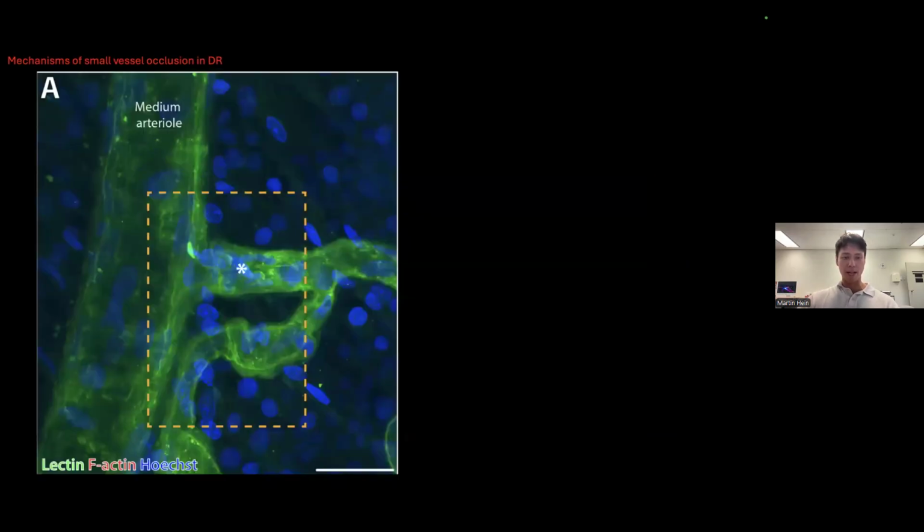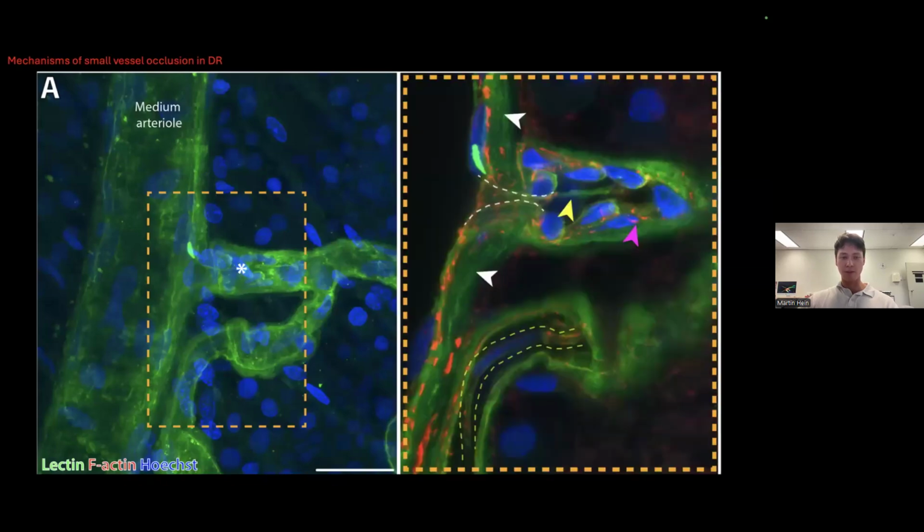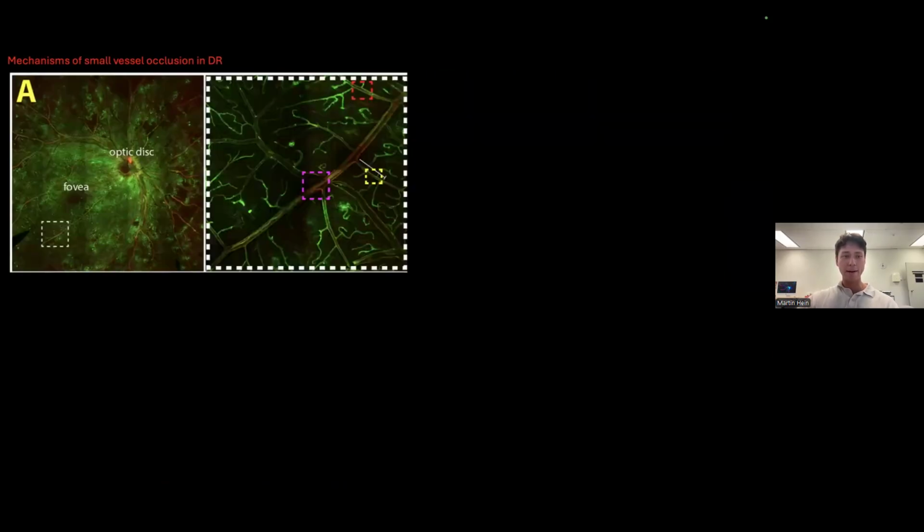This is another example in a larger arteriole. If you look at the cross section there, it's not completely occluded, but it's nearly occluded through the thickening of the basement membrane, thickening of the endothelial cells, and also proliferation of the endothelial cells. So there's a lot going on in these eyes, which contributes to the ischemia, but primarily probably those endothelial cell changes.